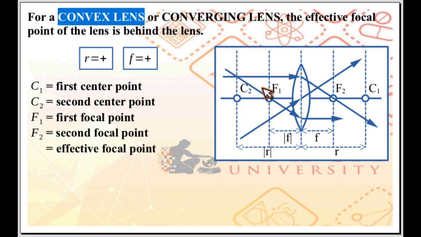Any light ray that is parallel to the center line, when it strikes the lens, will focus towards the effective focal point F2. Any light ray directed towards the first focal point, F1, when it strikes the lens, will become parallel to the center line, the light ray becomes horizontal. Any light ray directed towards the midpoint of the lens will simply pass through and not change.